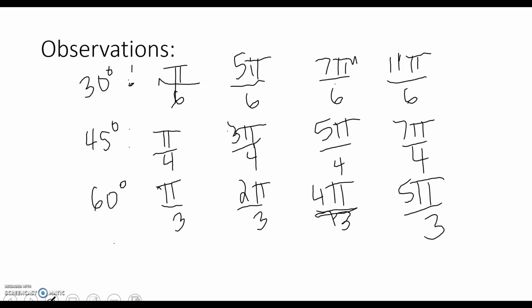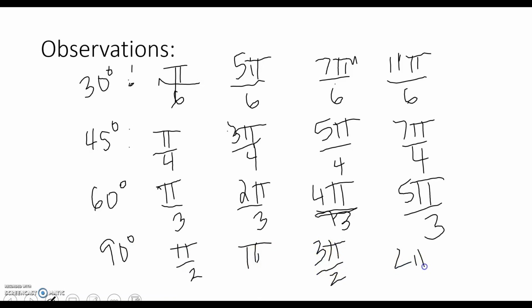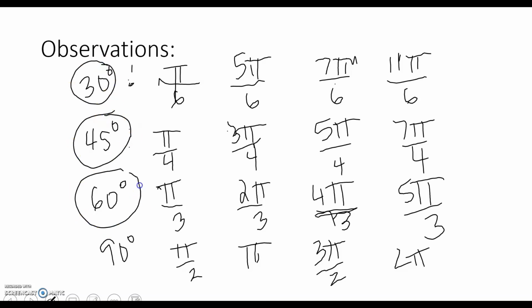And then also your 90-degree reference angle, you have pi over 2, pi, 3 pi over 2, and 2 pi. So that's your 90 degree, your 180 degree, your 270, and your 360. So all of these are referring to the reference angle. So these are the ones that have the same reference angle as that, okay? So let's look at a few examples.